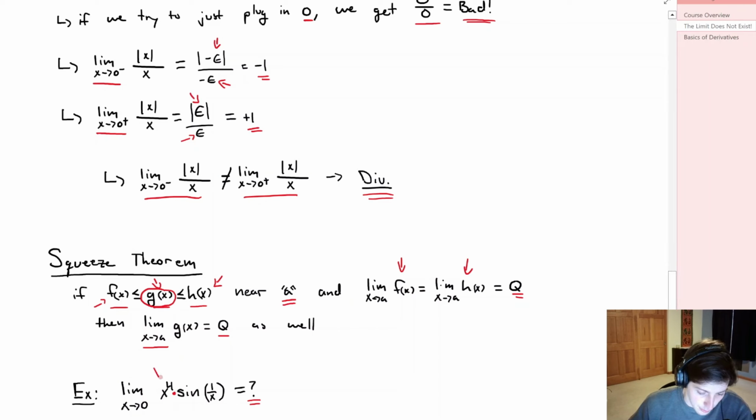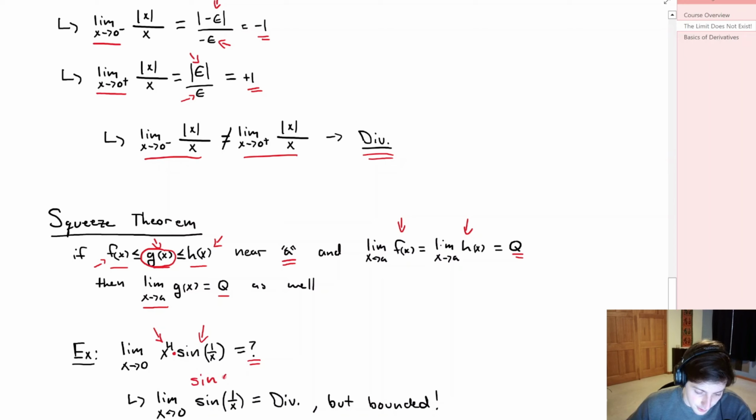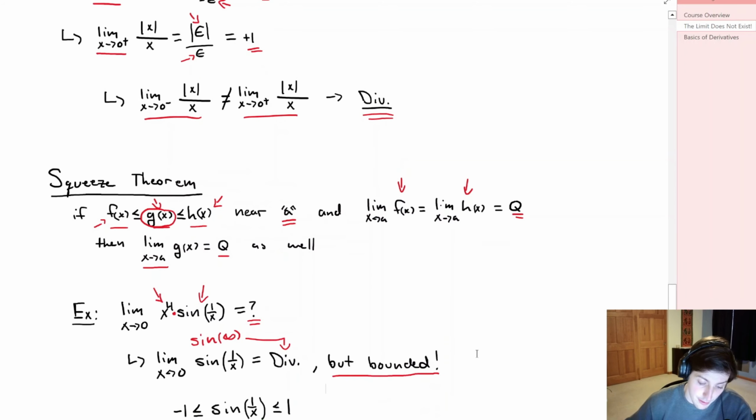If we look at the sine of 1 divided by x function as x goes to 0, we would end up with something that approaches sine of infinity. And we know from our cosine example that this is going to diverge. But the important thing about this one is that this function is bounded. What do we mean by bounded? Well, we know that the value of sine with any argument is going to be in the range from -1 to +1. Now what we can do with this inequality that we set up is multiply it by x to the fourth.